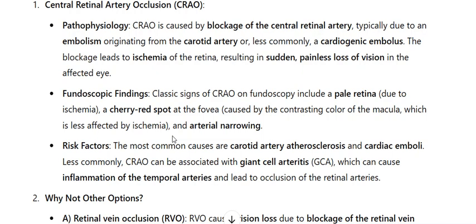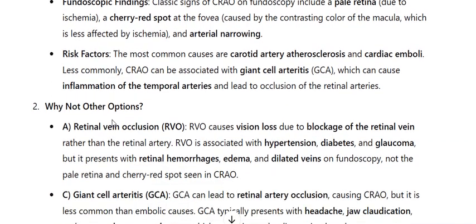Risk factors. The most common causes are carotid artery atherosclerosis and cardiac emboli. Less commonly, CRAO can be associated with giant cell arteritis, GCA, which can cause inflammation of the temporal arteries and lead to occlusion of the retinal arteries.